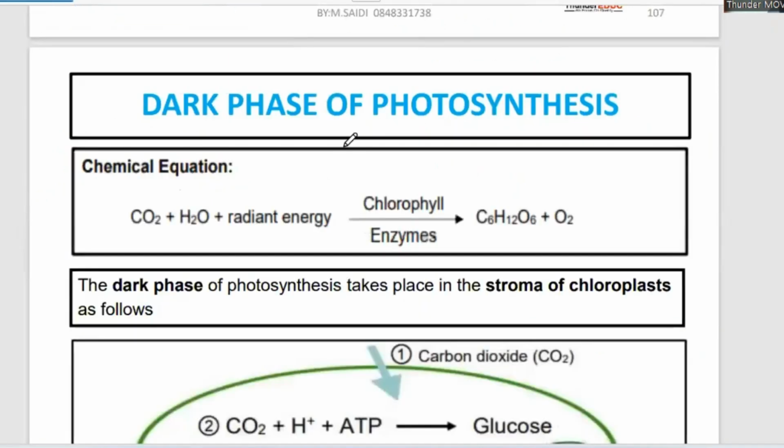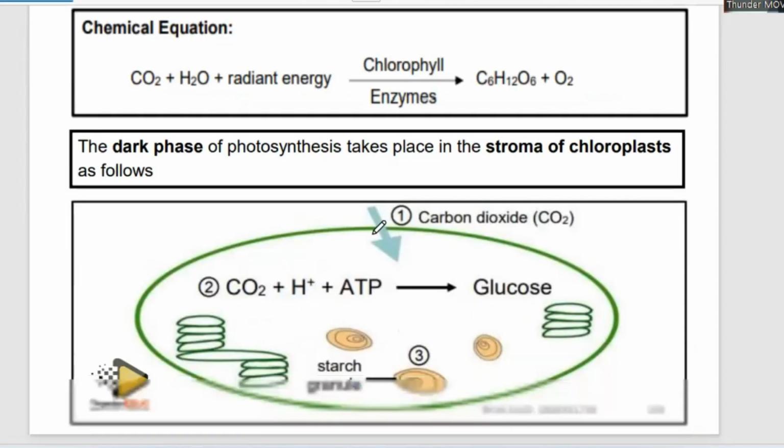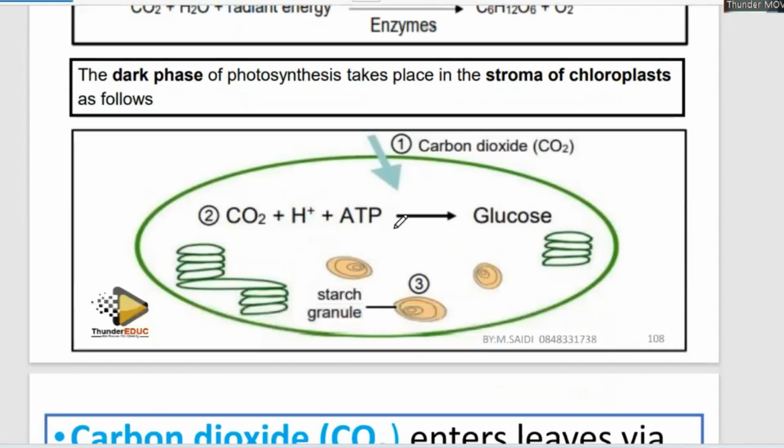Then the last phase is what you call the dark phase. So that was the light phase. What we have seen is that the inorganic phosphate combined with ADP to form ATP. ATP will enter the dark phase. And also the energized hydrogen will combine with NADP to form NADPH. And then they also enter the dark phase. So this is what is happening.